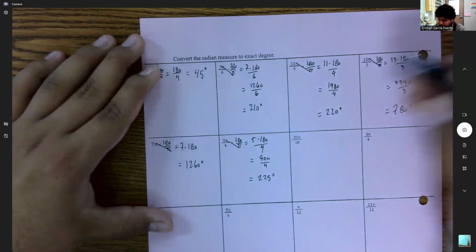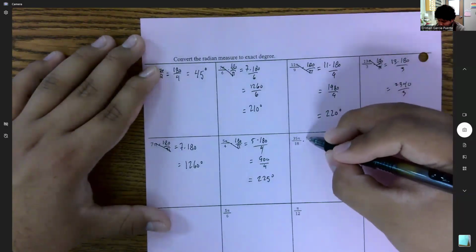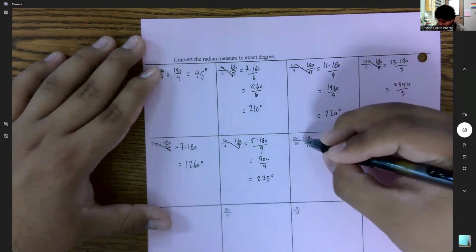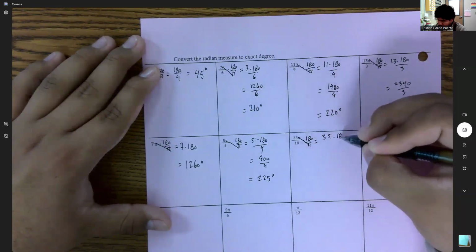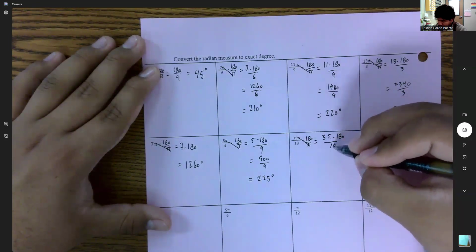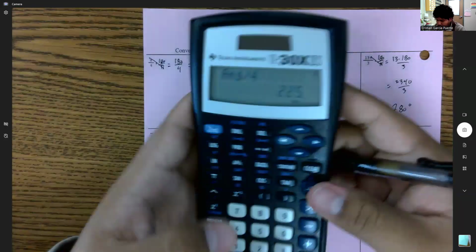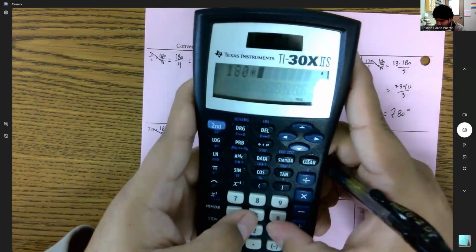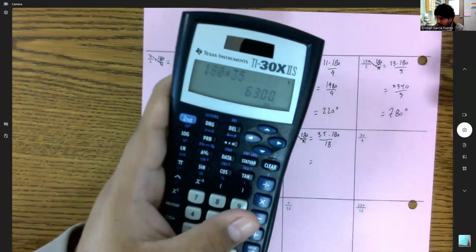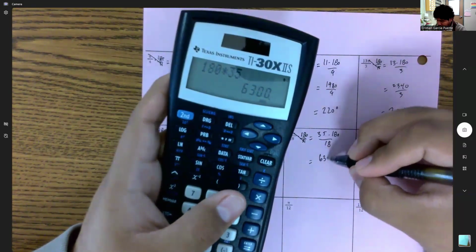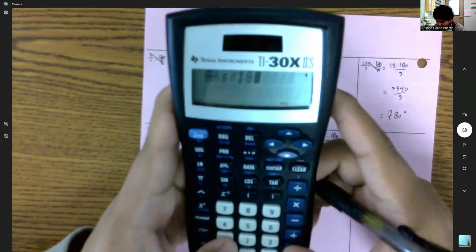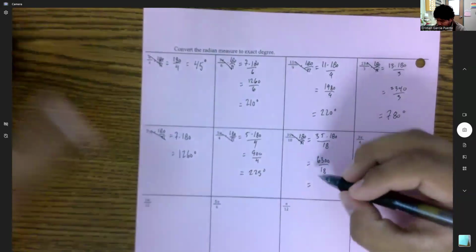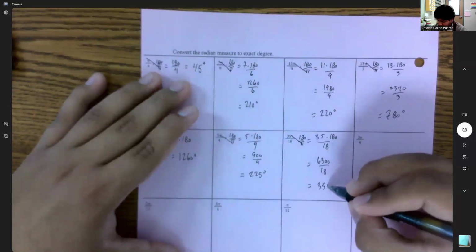All right, the last two. So again, multiply by 180 over pi. Pi's cancel. You're left with 35 times 180 all over 18. You're going to do 180 times 35. Gives you 6,300. And now just divide by 18. That gives you 350. So this is 350 degrees, and you're done.